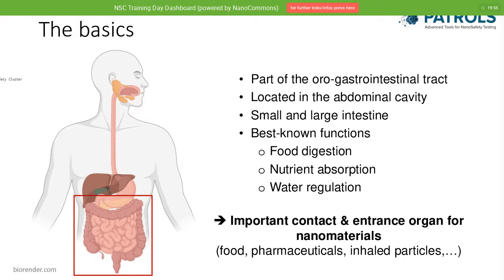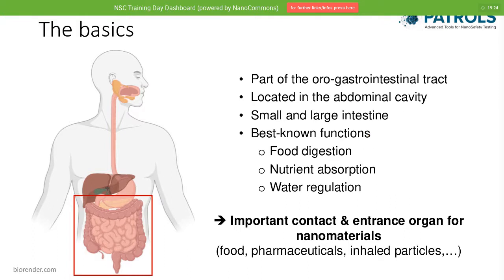So just a couple of basic information, as I'm pretty sure that most of you have heard quite a bit about the intestine already. It is the largest part of the orogastrointestinal tract, and it's located mainly in the abdominal cavity of the human body. It is roughly divided into small and large intestine, and probably best known for its functions in food digestion and nutrient absorption, which is mainly taking place in the small intestine, as well as the regulation of the water household, which is mainly done in the large intestine.